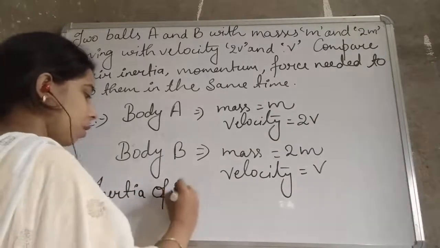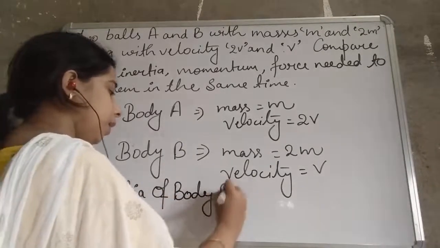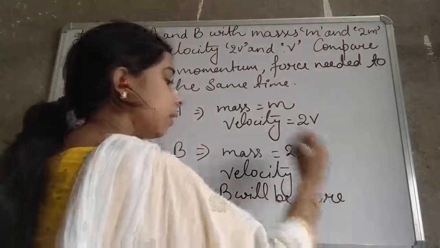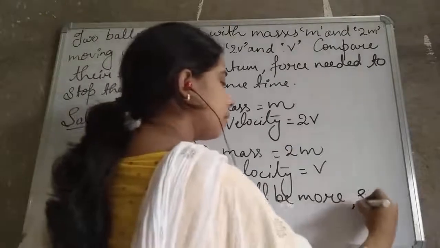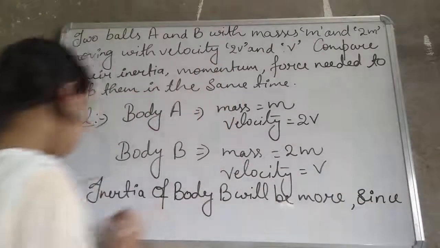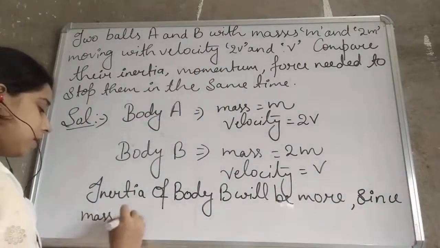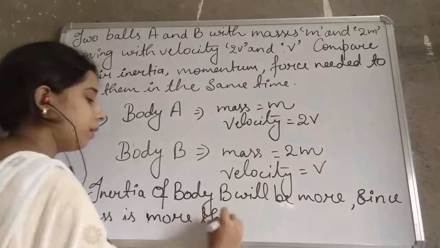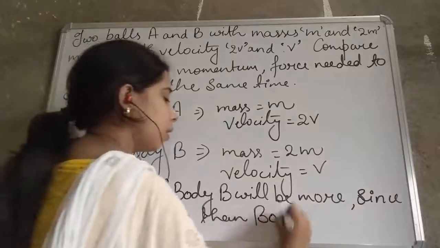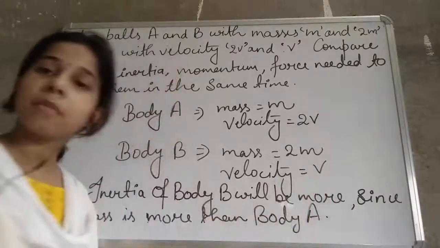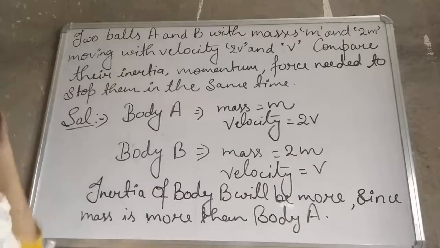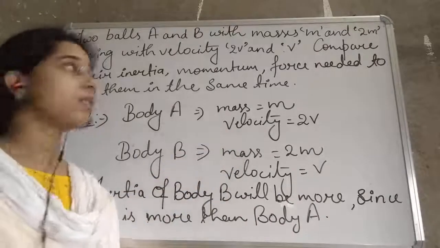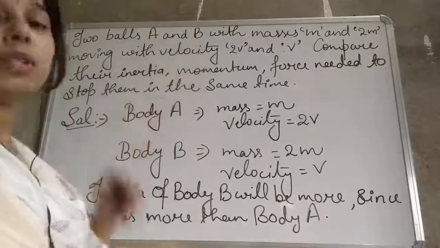So inertia of body B will be more. Why? Since its mass is more than body A. Here the mass of body B is more than A, that's why the inertia will be more. So this is the comparison of the inertia between the two bodies.